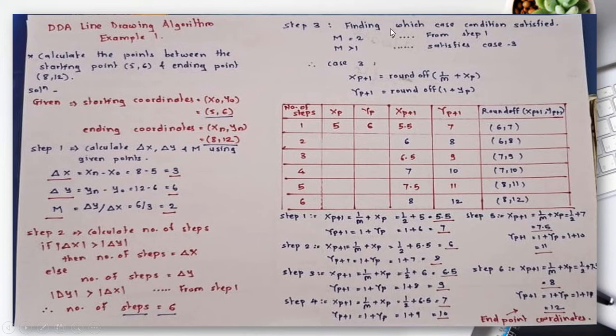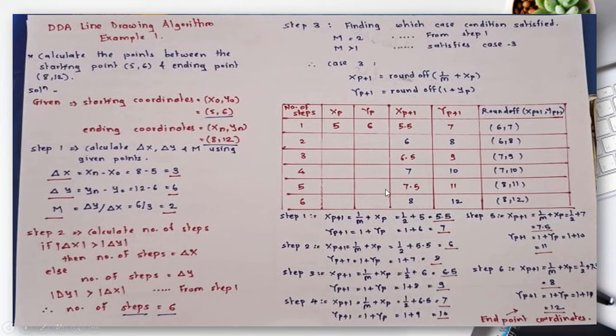Next step is, we need to find out which case condition is satisfied. We all know that there are 3 conditions, condition 1, 2 and 3, from which, right now we have m with value 2, so m is greater than 1. So it is satisfying case 3. So what is case 3? In case 3, xp plus 1 is equal to round off of (1 by m plus xp), and yp plus 1 is equal to round off of (1 plus yp).